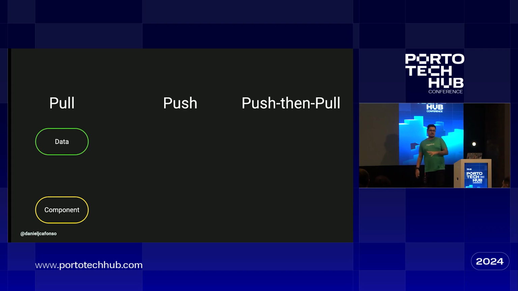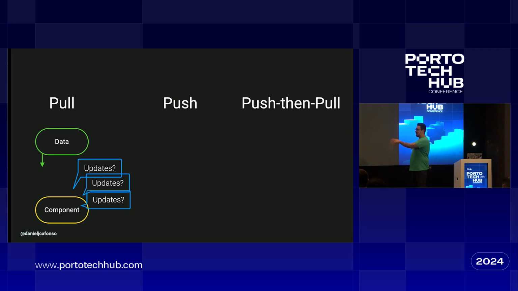When we have this type of architecture, we have a data, and we have our component. And the way this thing works is the component asks the data, is there any updates? The data doesn't reply. He asks again, is there any updates? The data doesn't reply. He asks again, is there any updates? Okay, now we have updates, so we pull the data. This is very similar to what React does. React is a pull-based architecture.